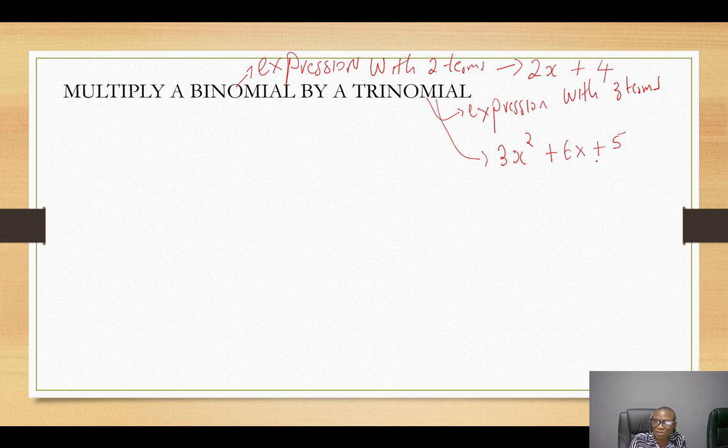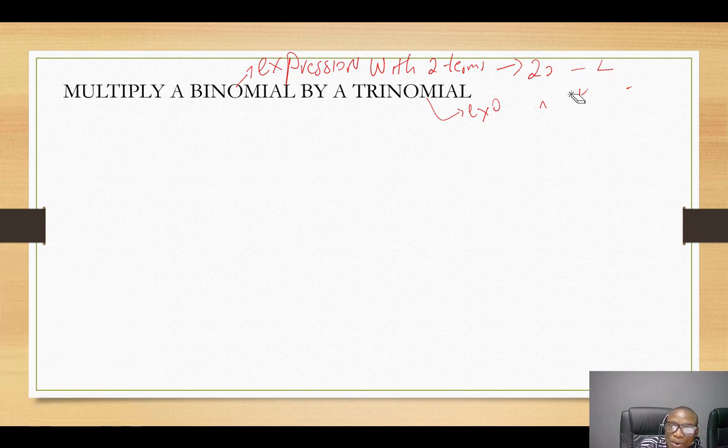How many terms does it have? 3. What is your first term? 3x squared. What is your second term? 6x. What is your third term? 5. So this 3x squared plus 6x plus 5, it is called a trinomial. So this is what we are going to be looking at. How do we multiply a binomial, which is called an expression with two terms, with a trinomial, which is called an expression with three terms? So we need to know how to multiply these two.